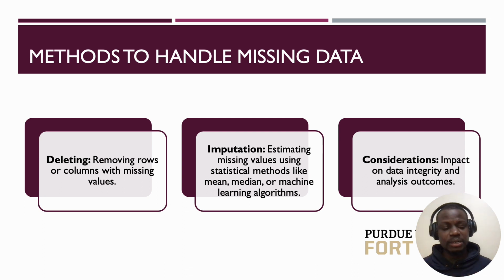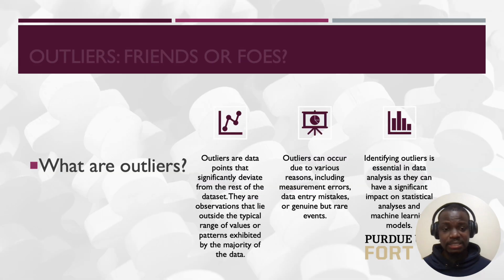Just using some level of algorithm to be able to do imputation. And we have considerations which has to do with impact on data integrity and analysis outcome. Yeah. So now let's go to the next subtopic, which is outliers.